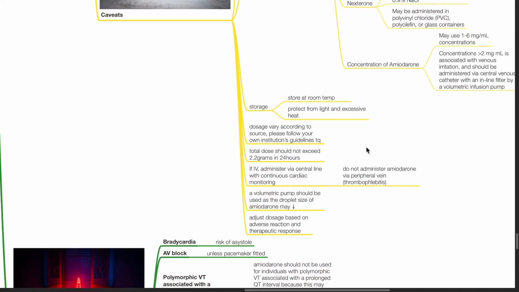Dosages vary. Please follow your own institution's guidelines. Total dose should not exceed 2.2 grams in 24 hours. If via IV route, administer via central line with continuous cardiac monitoring. Do not administer amiodarone via a peripheral vein due to risk of thrombophlebitis. A volumetric pump should be used as the droplet size of amiodarone may decrease. Adjust dosage based on adverse reaction and therapeutic response.